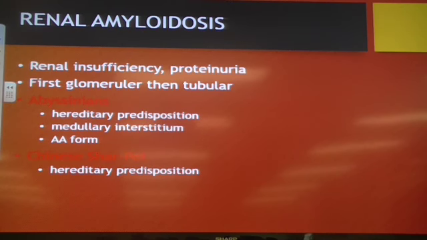So renal amyloidosis can be seen in our Abyssinian cats. So we said polycystic kidneys, Persians. Amyloidosis, Abyssinians. First it starts in the glomeruli, and then it becomes more present within the tubular areas. Also, Chinese Shar-Peis are predisposed to renal amyloidosis.